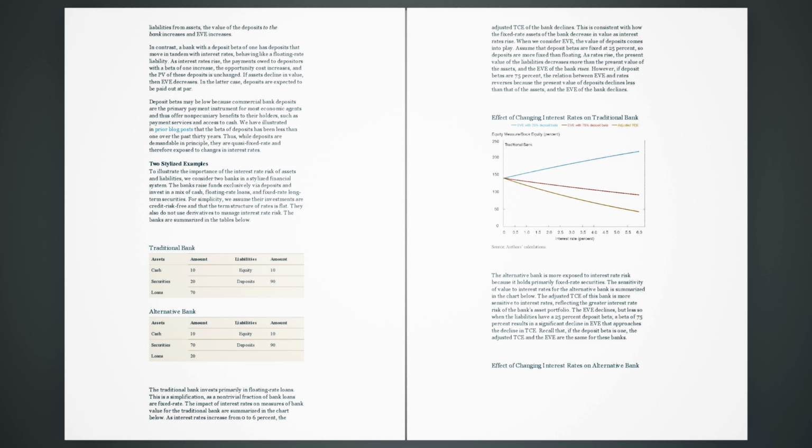Deposit betas may be low because commercial bank deposits are the primary payment instrument for most economic agents and thus offer non-pecuniary benefits to their holders, such as payment services and access to cash. We have illustrated in prior blog posts that the beta of deposits has been less than 1 over the past 30 years.